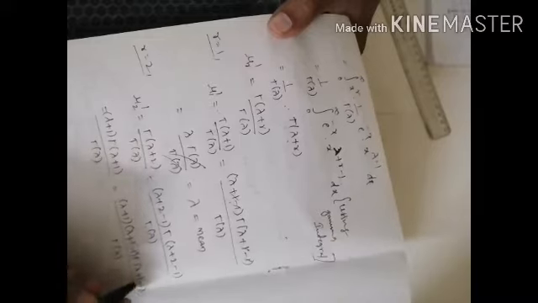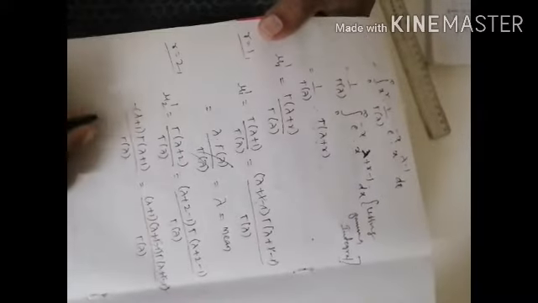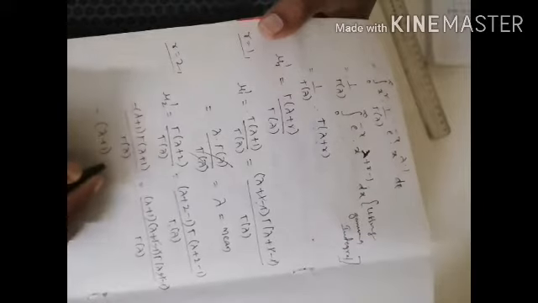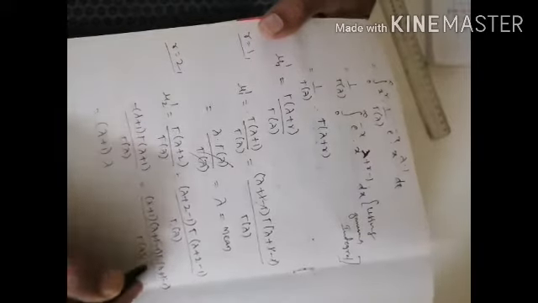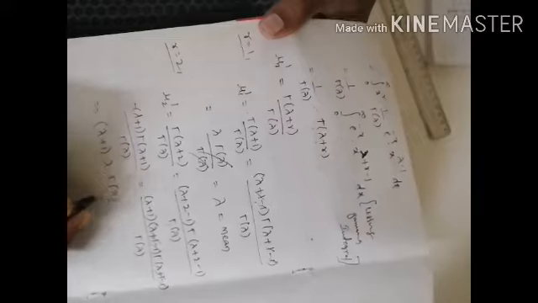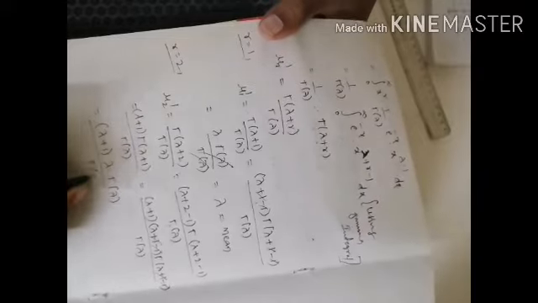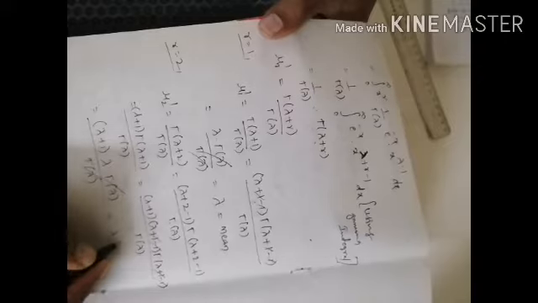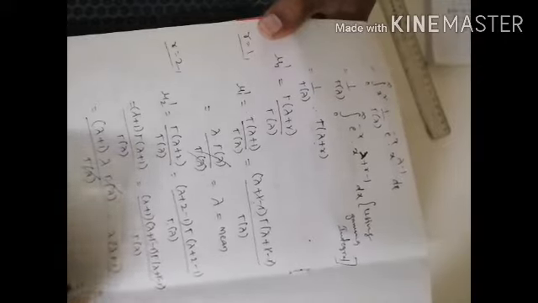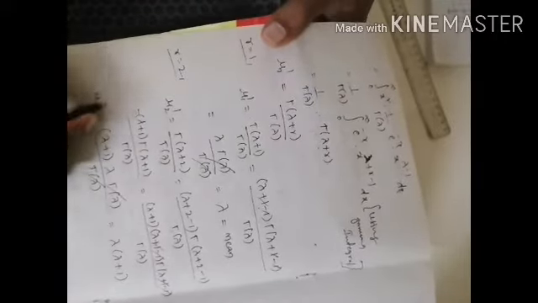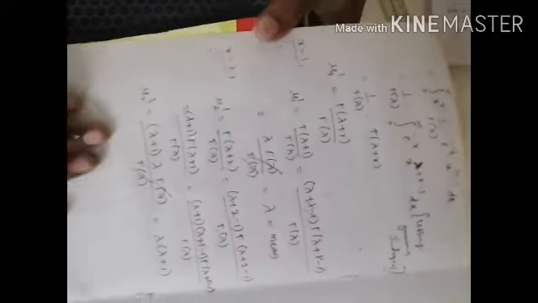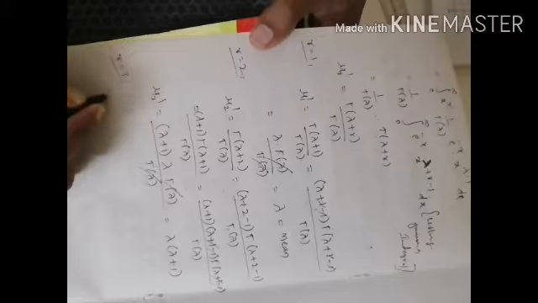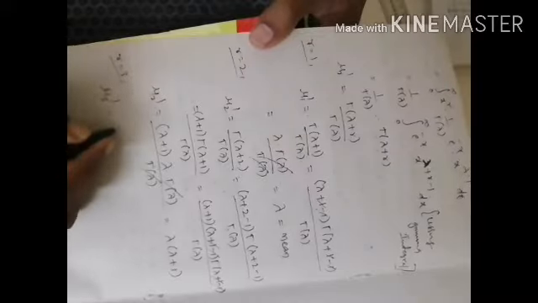So plus 1 minus 1 gets cancelled, remaining lambda plus 1 of, here remaining lambda into here remaining gamma of lambda divided by gamma of lambda. So gamma of lambda gets cancelled, remaining lambda of lambda plus 1. So this is mu 2 dash. Okay, so again now substitute r is equal to 3, we can find mu 3 dash.